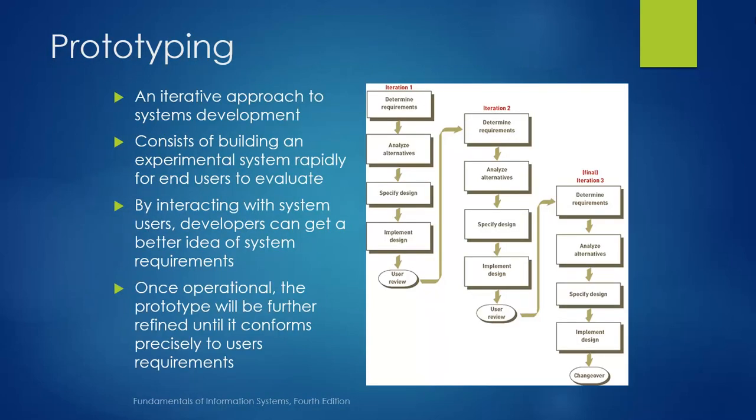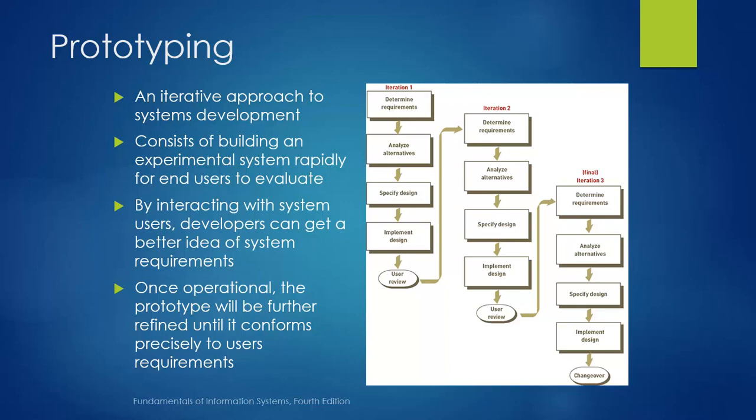Another approach to implement a successful system development lifecycle is to use a prototyping model. The prototyping model is an iterative approach to systems development that consists of building an experimental system rapidly for end users to evaluate. In each iteration, the requirements will be collected, analyzed, and the design will be specified and implemented. The user will review, then the developer will move to the next iteration, and so on.